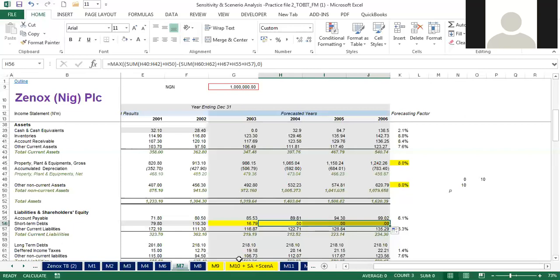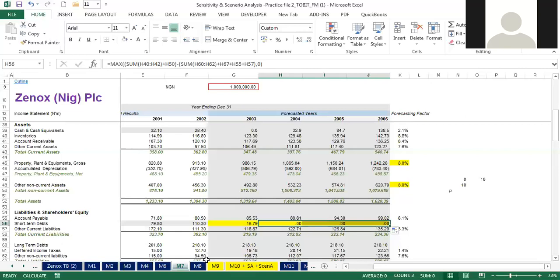Now, for some of you that attended the class on sensitivity analysis, we did an example, if you can remember. But what we want to take a look at here is how we apply sensitivity analysis to financial statement forecasting. All right.